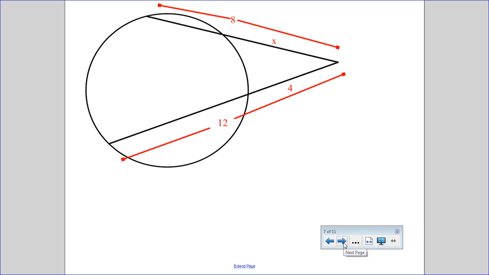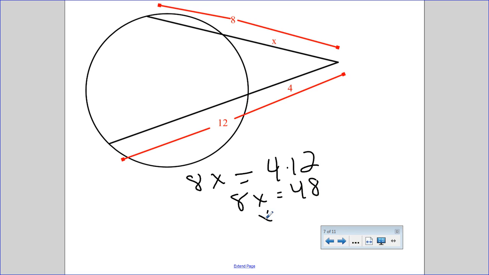All right, now we're looking at our external pieces. So for this one, this is telling us that 12 is the measure of the whole thing, 8 is the measure of the whole thing in this one. Okay? So remember, this is where piece times whole, piece times whole. So this one would be x, 8 times x, so the whole times the piece, equals 4 times 12. So we get 8x equals 48, x equals 6.